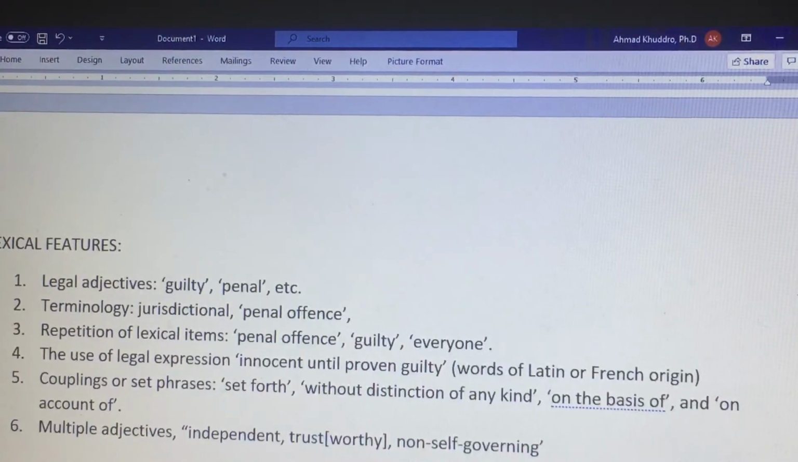Then number 4 is the use of legal expressions such as innocent until proven guilty or proved guilty, which are words that are used as well in Latin and of French origin. There are quite a few words used in the text, like distinction, for example. And there are also set phrases, like set forth, without distinction of any kind, on the basis of, and on account of. And then finally, multiple adjectives being added in order to be inclusive. The text will be inclusive, describing the country or the territory as much as possible as being independent and trustworthy and non-self-governing.